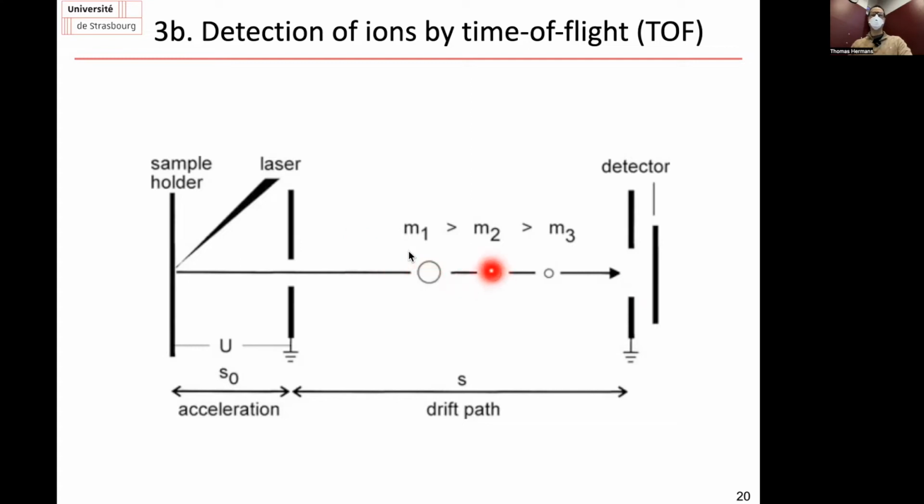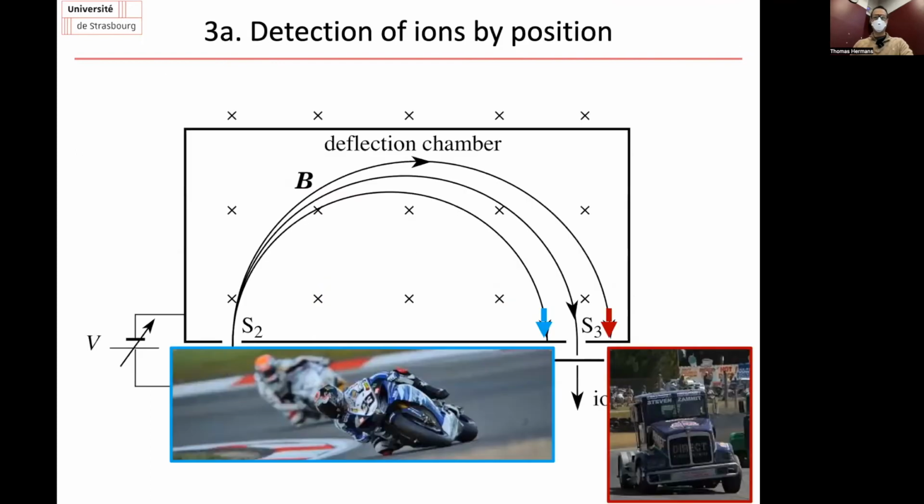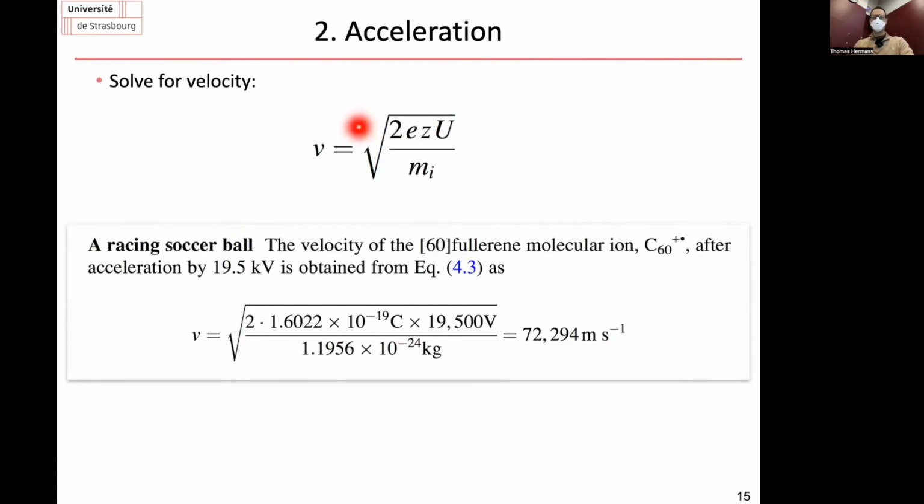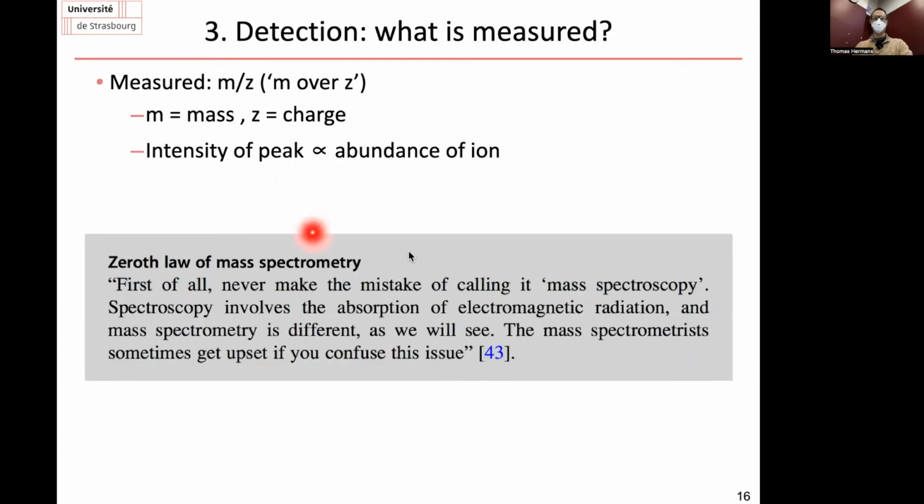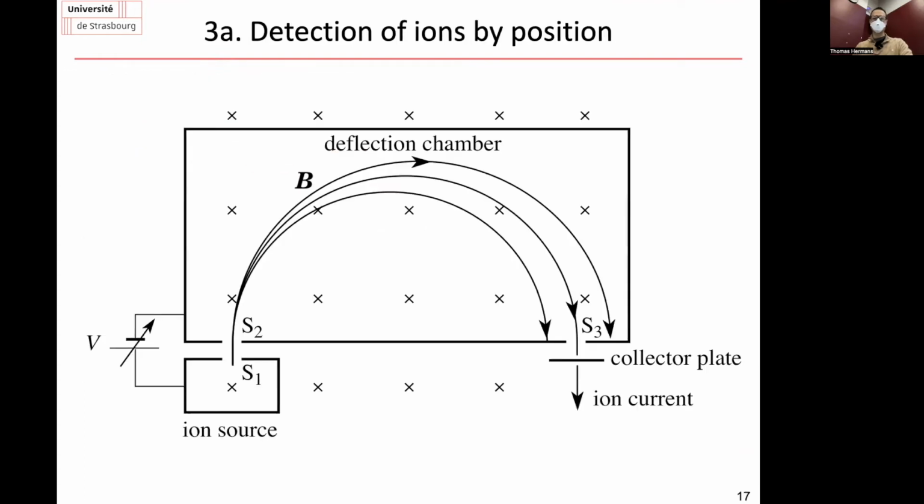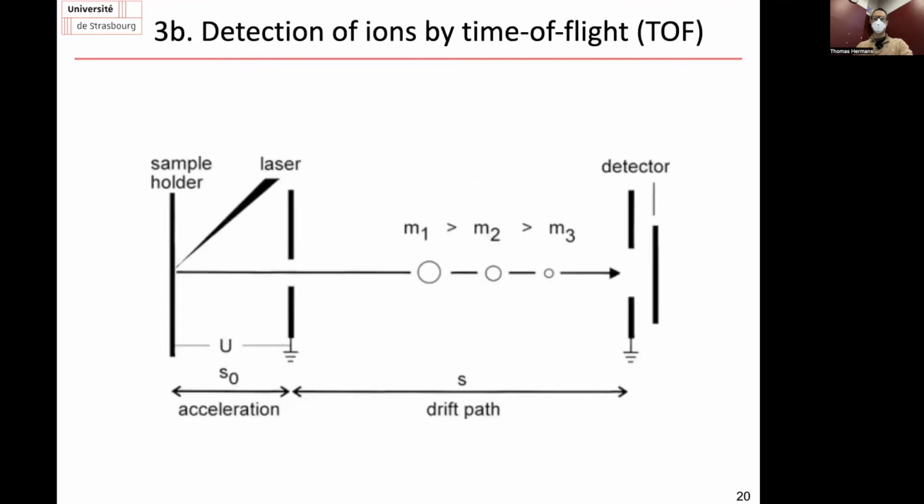Because if I have an ion which is larger, but it has 10 charges, it will be accelerated more, and it will arrive first. Right, if we go back to the equation for the velocity, the velocity scales with the square root of the number of charges. So if I have 10 charges, my velocity will be square root of 10 higher than when I have 1 charge. So that's the tricky thing, again, to repeat: in mass spectrometry, you measure m over z, mass over charge. Okay, so modern instruments typically use time of flight to detect the m over z of the ions.